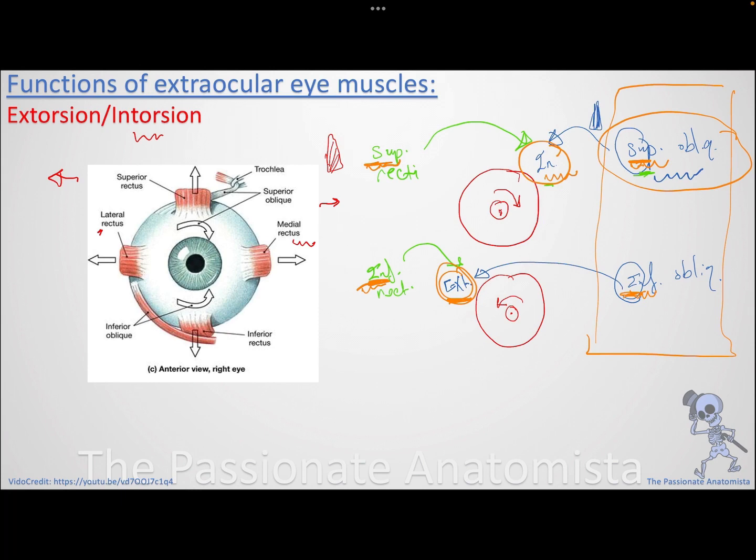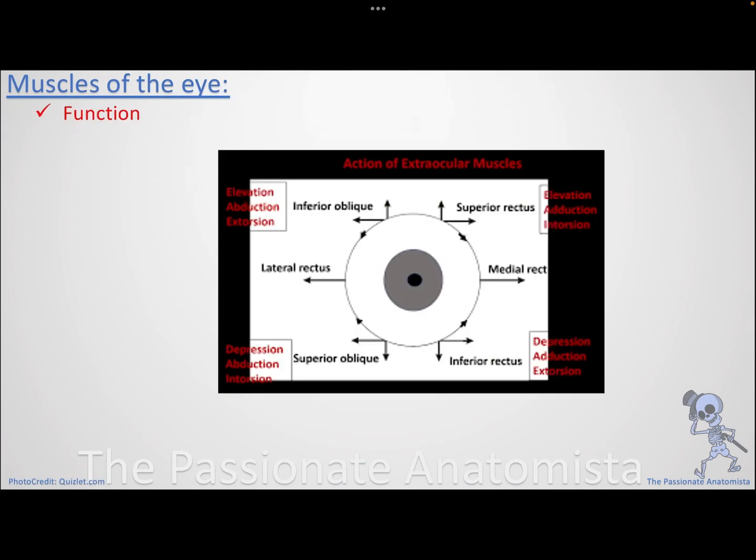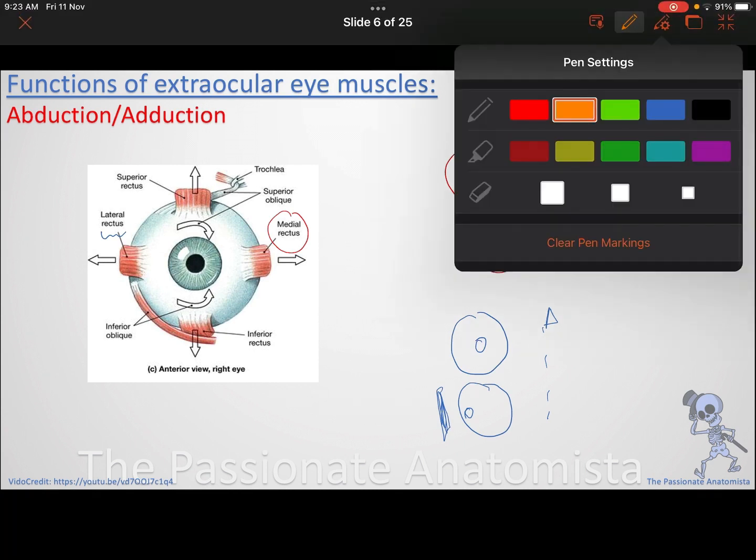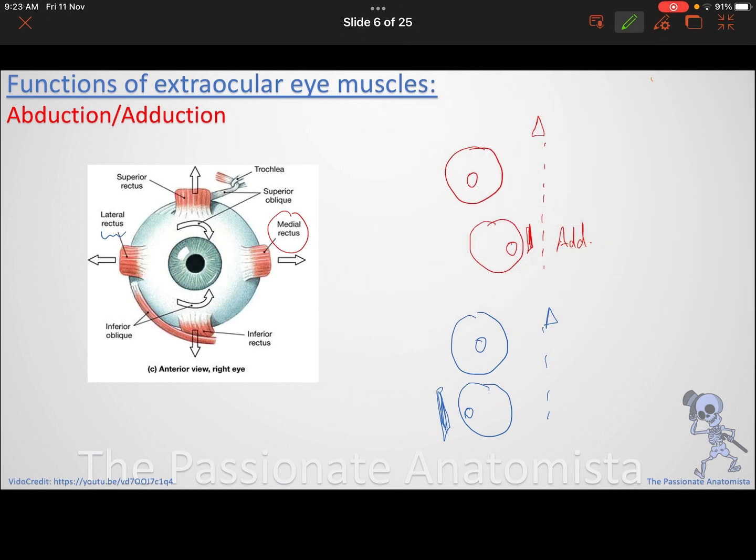Alright, guys, so this is all about intorsion and extorsion, and that was all about adduction and abduction in terms of the recti. Now, we want to talk about the obliques, the superior and inferior ones, because they will also participate. How can we remember who is doing abduction and who is doing adduction? Here, guys, down you have the abduction. The superior oblique and the inferior oblique will do abduction. And of course, you know that the lateral rectus is the main one.